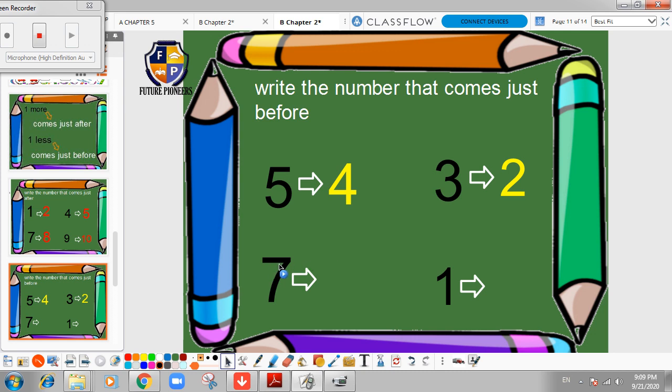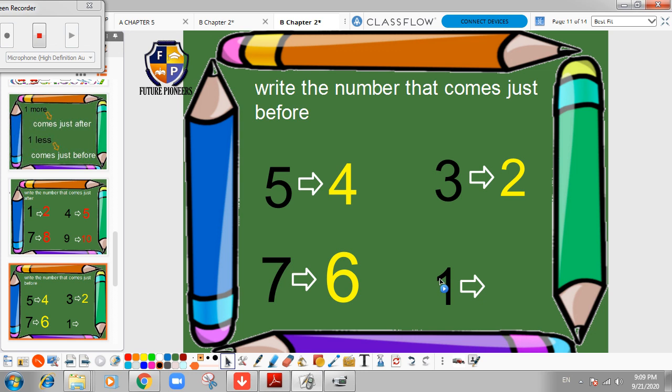Number 7. What's the number that comes before number 7? 8? Number 8 is the number that comes after number 7, but I need the number that comes before number 7. I said 6, 7. So number 6 is the number that comes before number 7. And how can I write 6 in letters? S-I-X, 6.